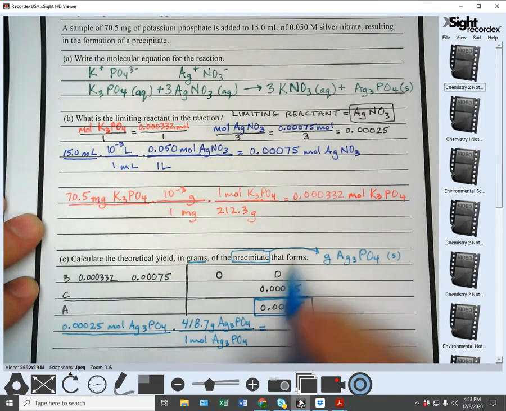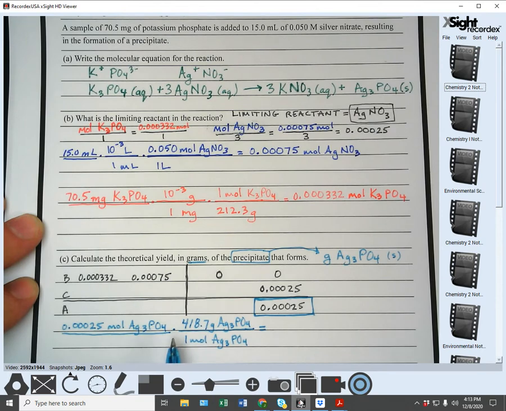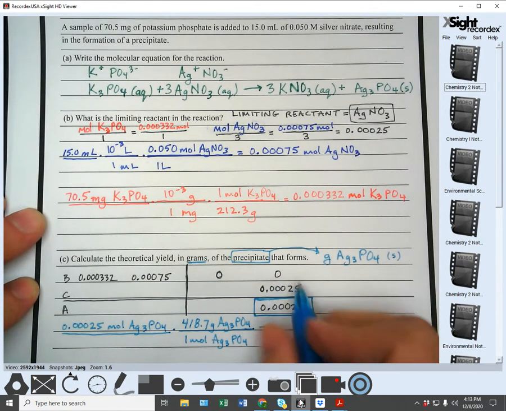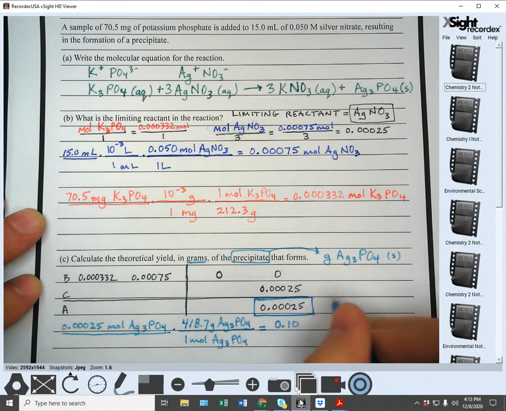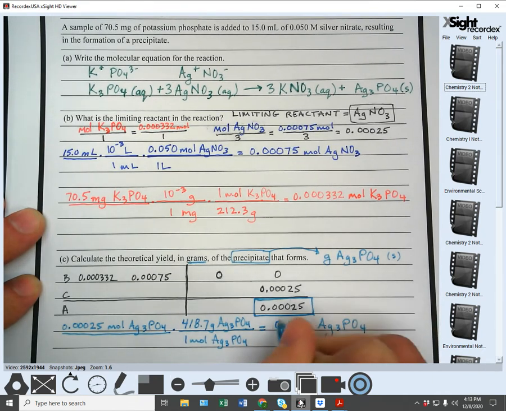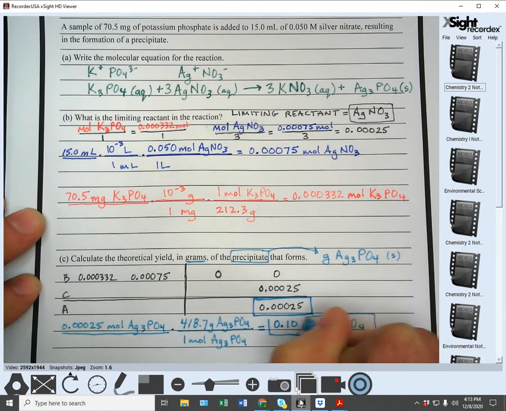And we just do the math. Significant figures would be 2. So we get 0.10 grams Ag3PO4 is your answer. Okay.